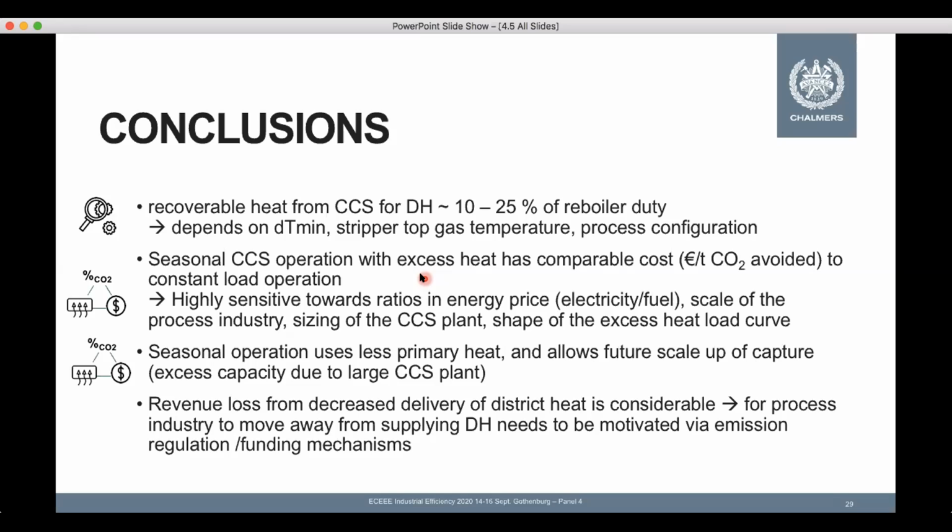And the last point here is that this revenue loss from decreased delivery of district heat is very considerable. For the process industry to move away from supplying district heat as they are doing now, that would have to be motivated, of course, via some emission regulations. So if you require that CCS is actually conducted, making it mandatory like gas cleaning is today, or if you implement funding mechanisms that do the job.